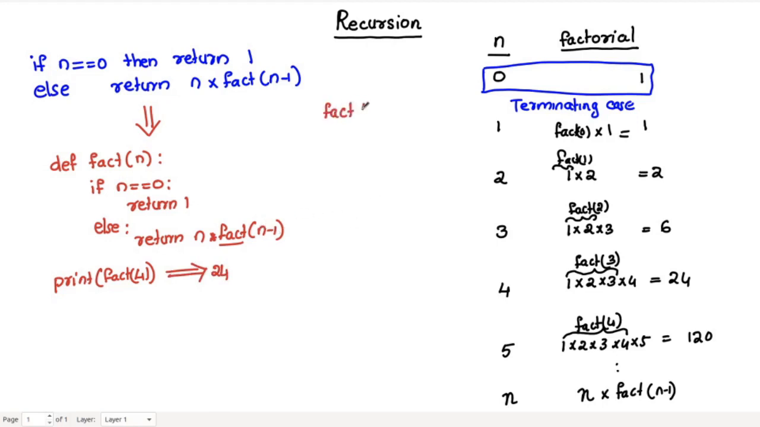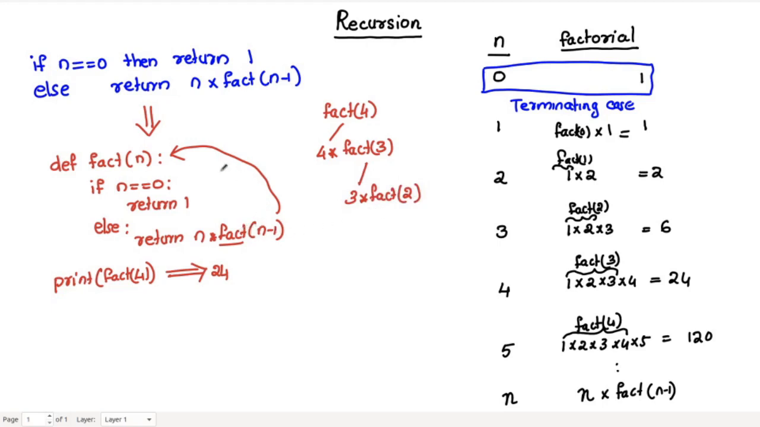Factorial of 4. So fact of 4, n will become 4. Then it will check if n equal to 0, else return n times factorial of n minus 1. So we should calculate 4 times factorial of 3, as n minus 1 is 3. Again the function will be called. This time the value of n changes to 3. Again, if n equal to 0 is checked, else return n times factorial of n minus 1. So this will become 3 times factorial of 2.